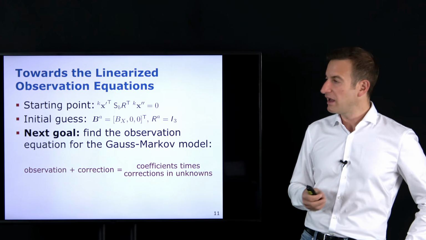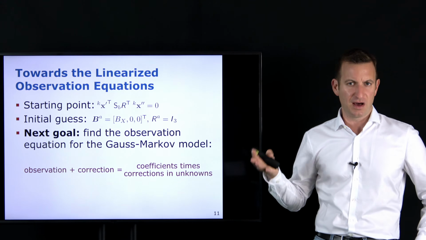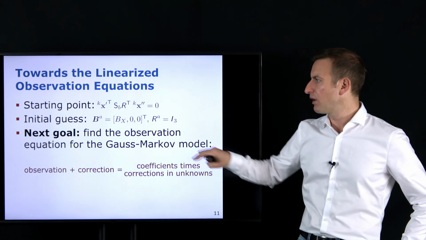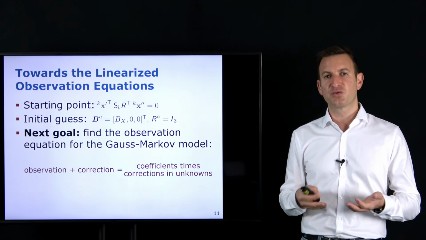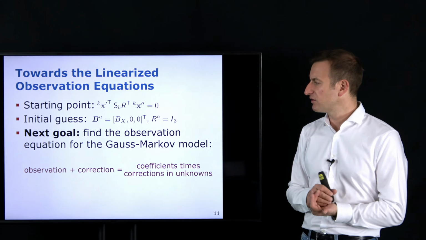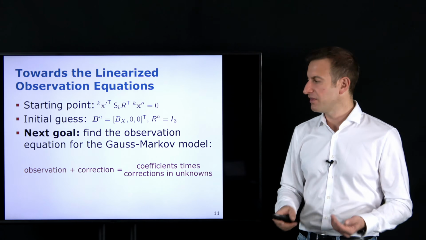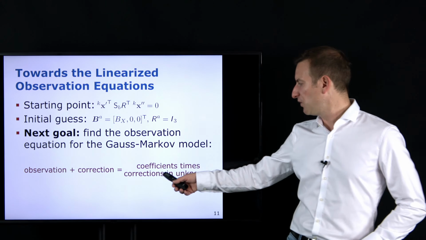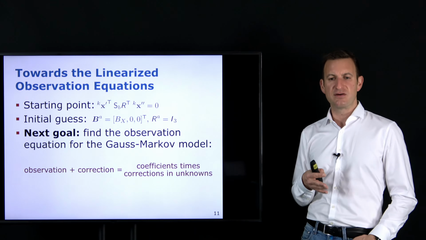So how does it look? We have our coplanarity constraint as our constraint that must hold. We have an initial guess for our parameters, and the next goal, which will be the exercise in the next maybe 10 minutes or so, is to find the equation for the Gauss Markov model. Again, this was basically that the observation plus my correction equals some coefficient vector multiplied with the corrections in my unknown parameters.